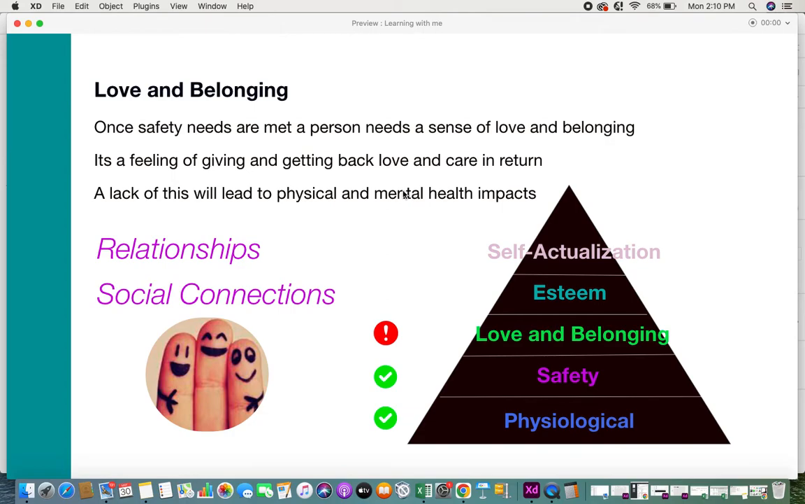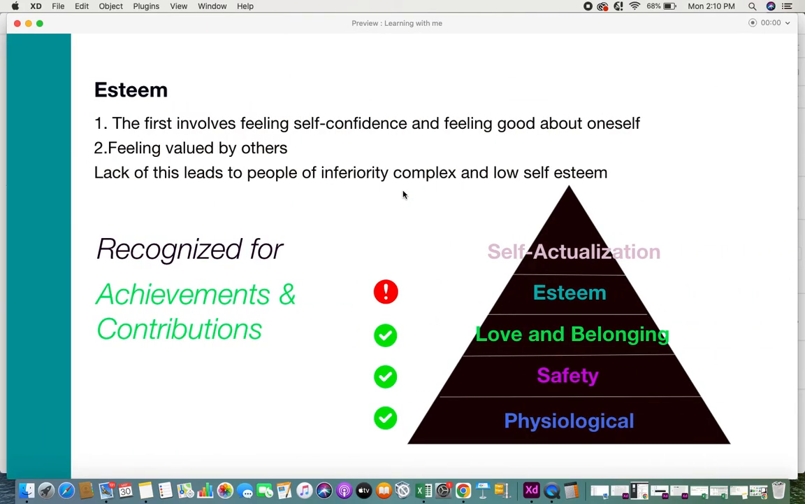So this is the point of time where people start building networks, they start socializing, they start to seek maybe a life partner. So this is the third level of Maslow's hierarchy of needs, which is love and belonging. The next one is esteem.